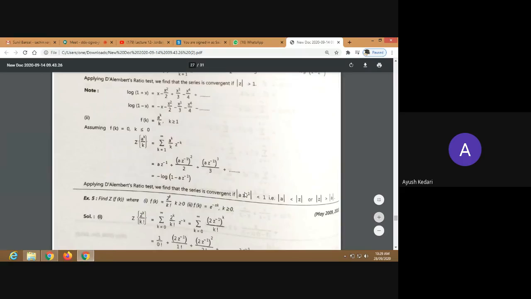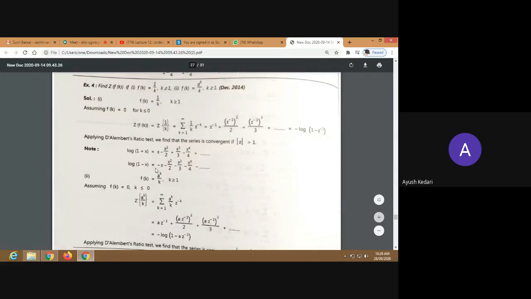Sir, why is there a minus before log? This minus you are saying? No, in the final answer, minus log 1 minus x. Okay, let me explain it on the board.